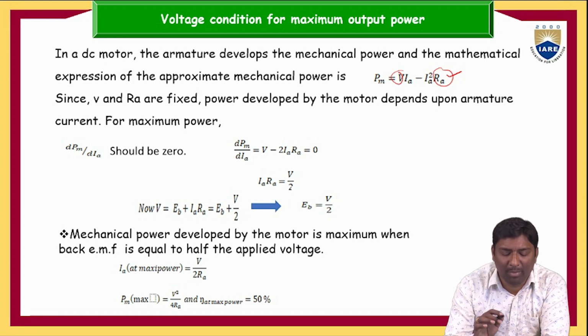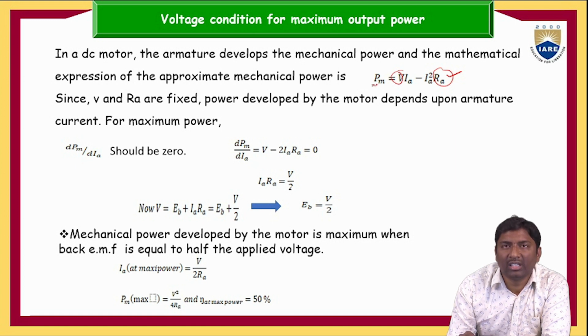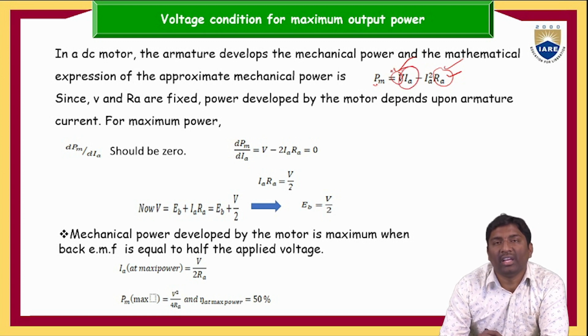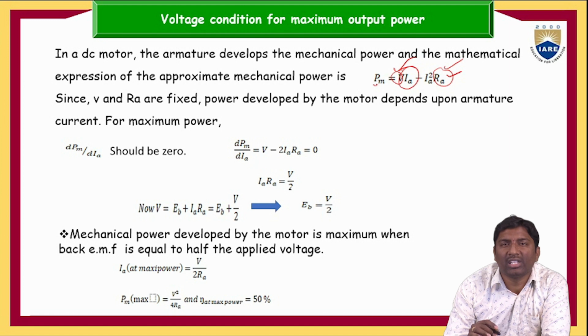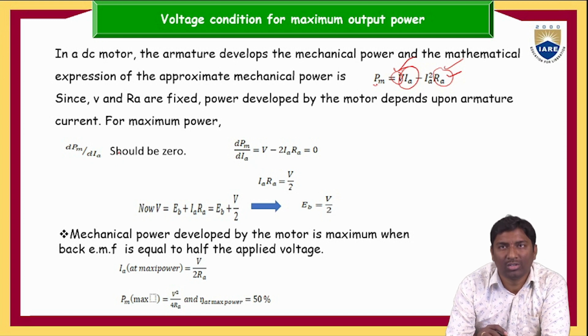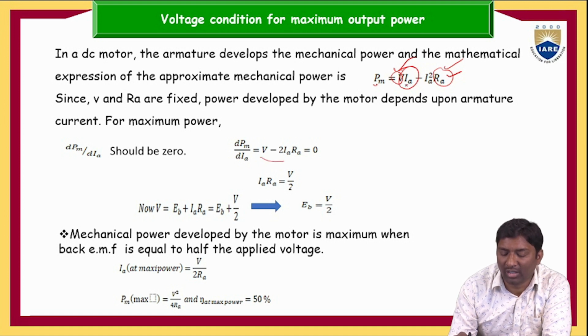So for maximum power, the mechanical power is differentiated with respect to the armature current only, because here V and Ra are both constant, and only the armature current is varying. That's why, for getting the voltage condition for maximum output power, we differentiate the mechanical power with respect to the armature current, that is dPm by dIa should be equal to 0. That is dPm by dIa is equal to V minus 2 into Ia into Ra is equal to 0.